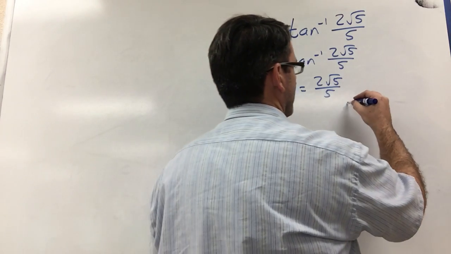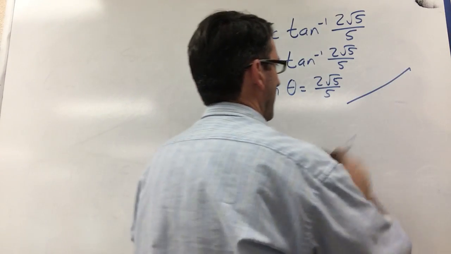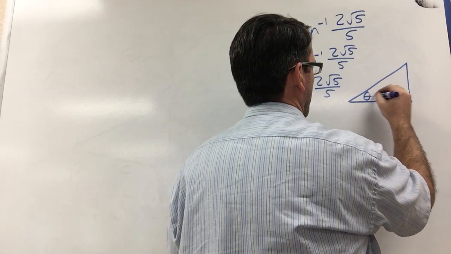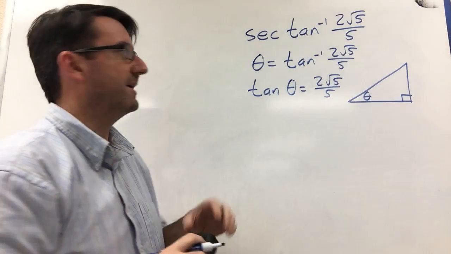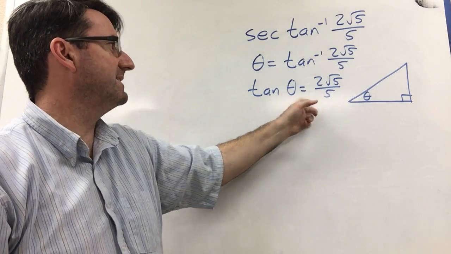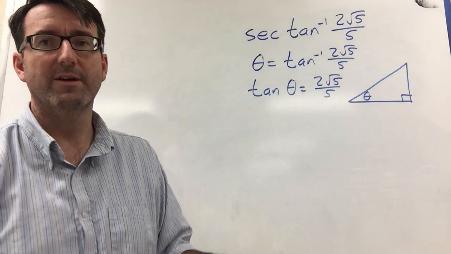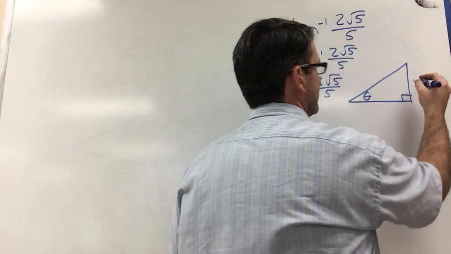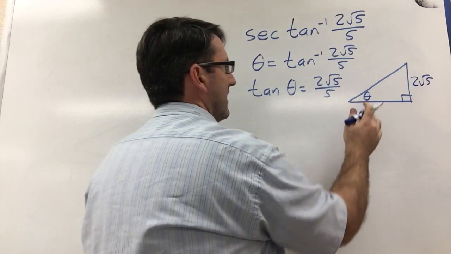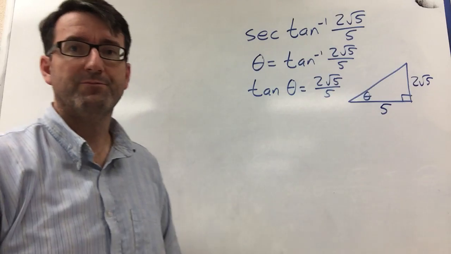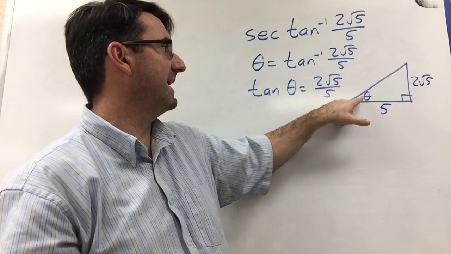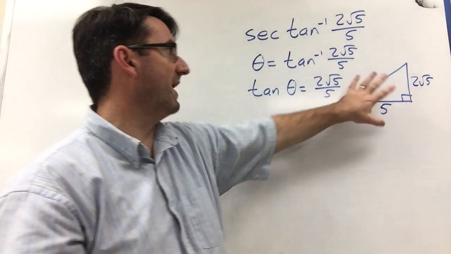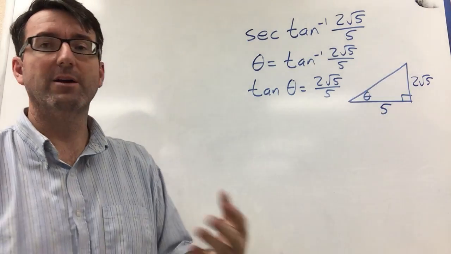And let's draw a picture of what this is going to look like. We'll draw a right triangle. We'll call this angle theta. And so if this is theta and the tangent of theta is 2 square root of 5 over 5, remember tangent is opposite over adjacent. So we'll call this opposite side 2 square root of 5, and we'll call the adjacent side 5. That would mean that the tangent of this angle is equal to 2 square root of 5 divided by 5. So we've got a picture now of what this angle looks like.